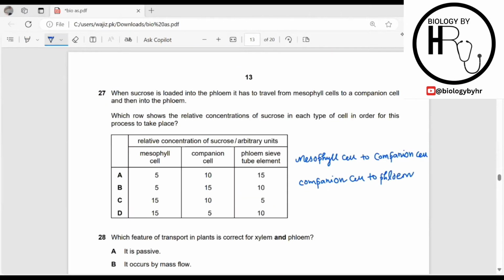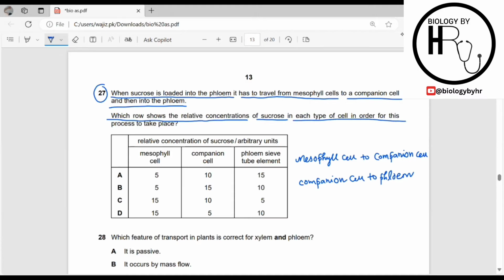Question number 27 says that when sucrose is loaded into the phloem, it has to travel from a mesophyll cell to a companion cell and then into the phloem. Which row shows the relative concentrations of sucrose in each type of cell in order for this process to take place? We all know that sucrose, which is made in the mesophyll cell, is transferred to the companion cell via the process of active transport, from a low concentration to a high concentration.